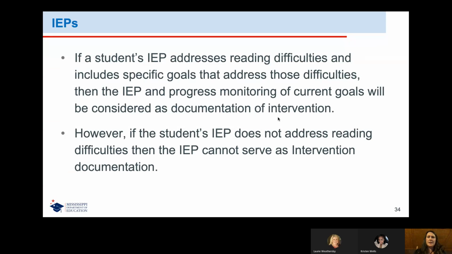If a student's IEP addresses reading difficulties and includes specific goals that address those difficulties, then the IEP and progress monitoring of current goals will be considered as documentation of interventions. However, if the student's IEP does not address reading difficulties, then the IEP cannot serve as intervention documentation. So for students with IEPs, you really need to look at one thing. Do they have reading goals addressed or not? And as Lori said, if they don't have reading goals that are addressed, then they would either need to have an IRP written, or the IEP would need to be amended to add those reading goals.